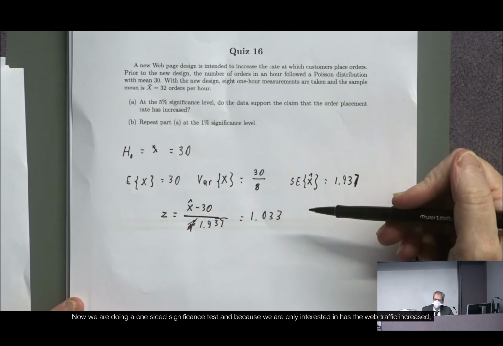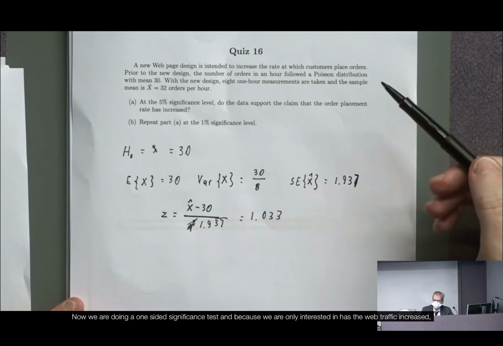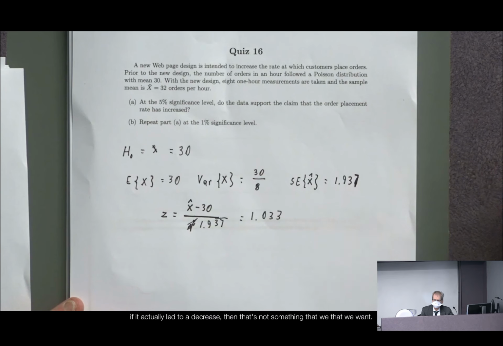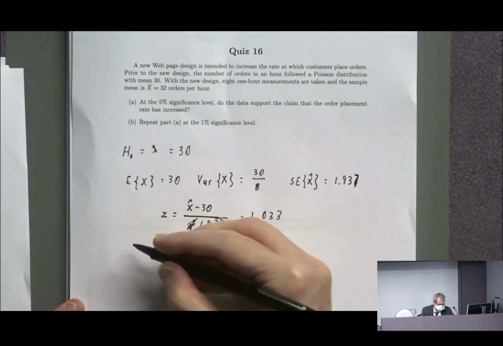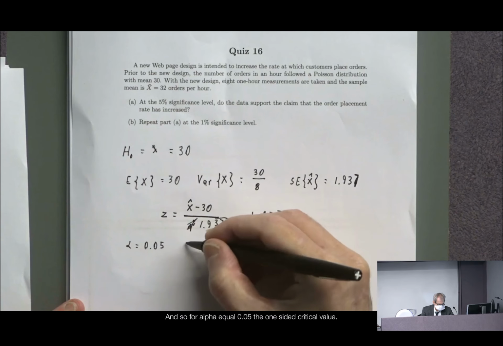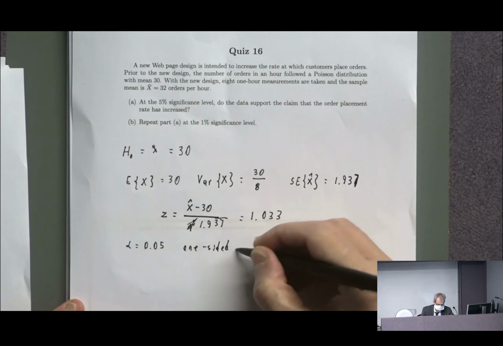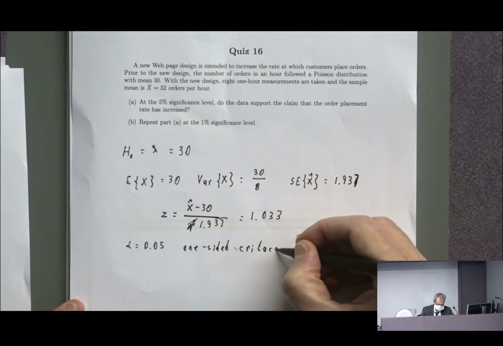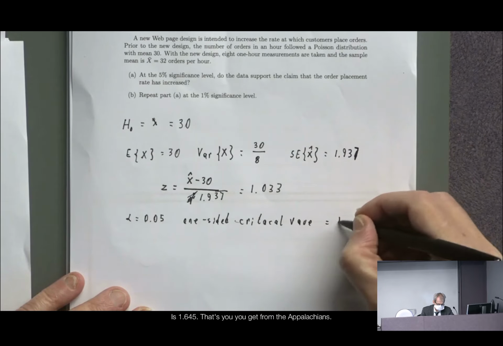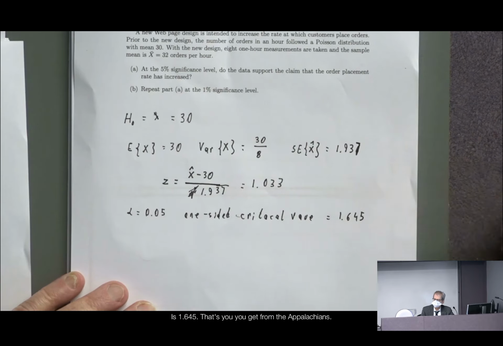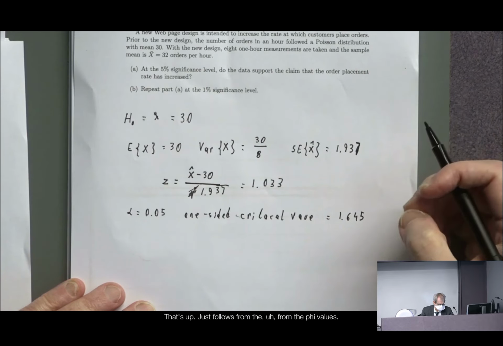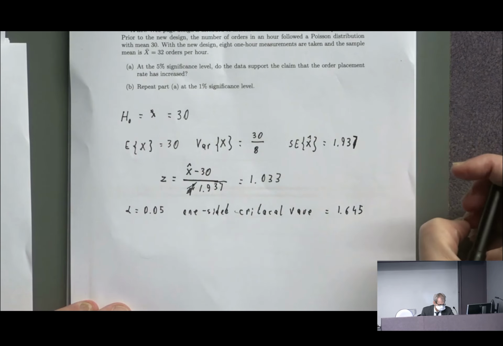Now, we are doing a one-sided significance test, because we're only interested in whether the web traffic has increased. If it actually led to a decrease, then that's not something that we want. And so for alpha equals 0.05, the one-sided critical value is 1.645. That you get from the tabulations. That just follows from the phi values.